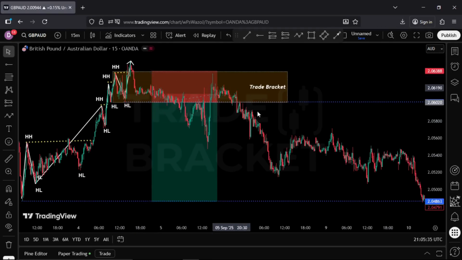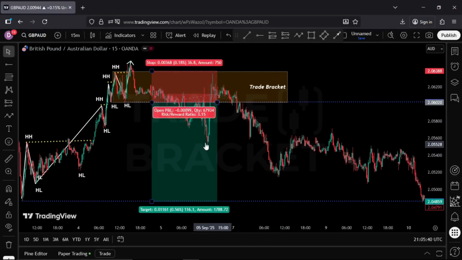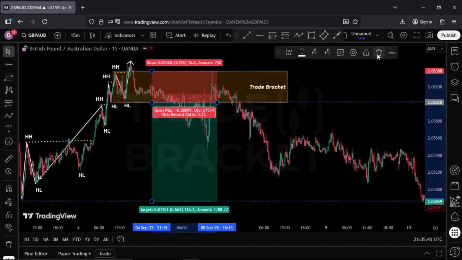Those are the advantages and disadvantages of drawing the trade bracket either way. Now since we measured it and this trade is at least a 1 to 2, like I showed you, you can go ahead and get rid of this, so you don't need it anymore.